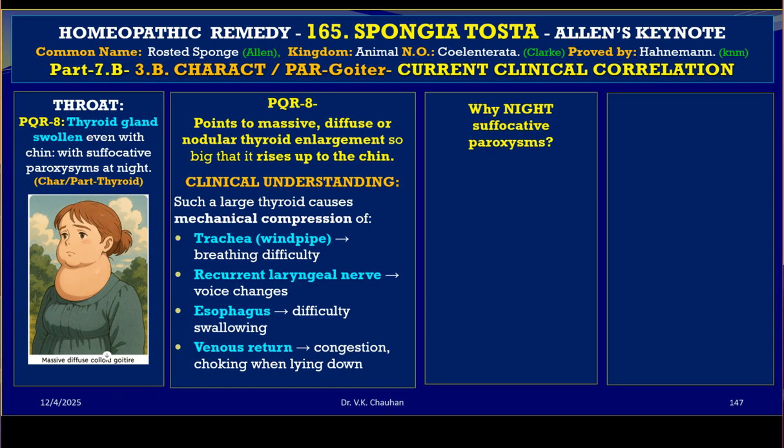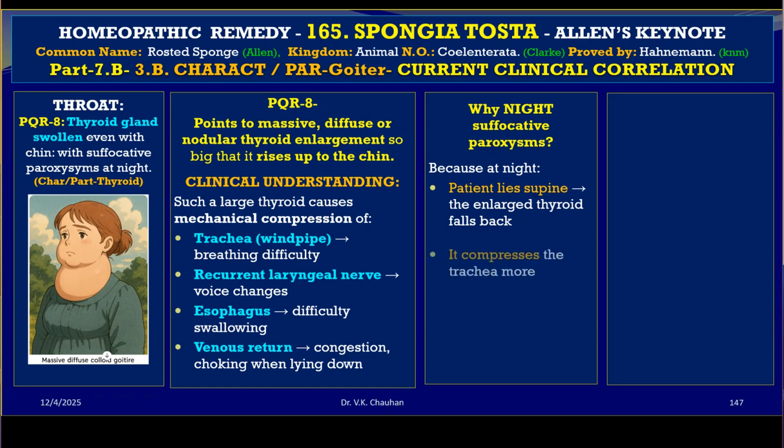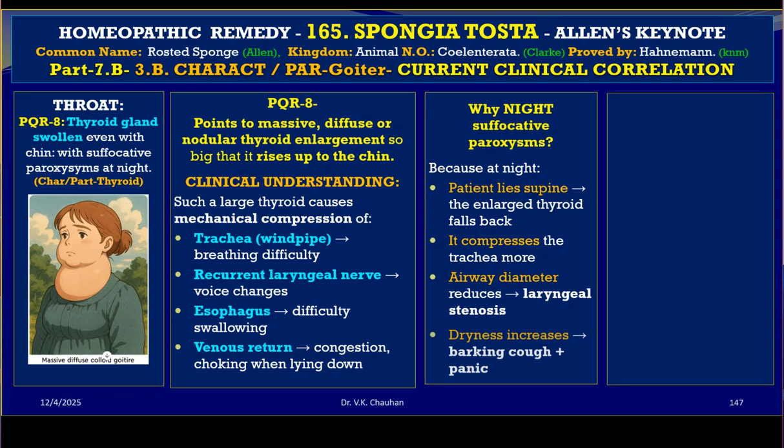And then why suffocative paroxysms at night? Because at night the patient lies supine, the enlarged thyroid gland falls back, it compresses more on the trachea, it also reduces the laryngeal aperture. You can say laryngeal stenosis. It is not true stenosis at the moment, but dryness increases and barking cough and panic occur because of this particular respiratory distress.